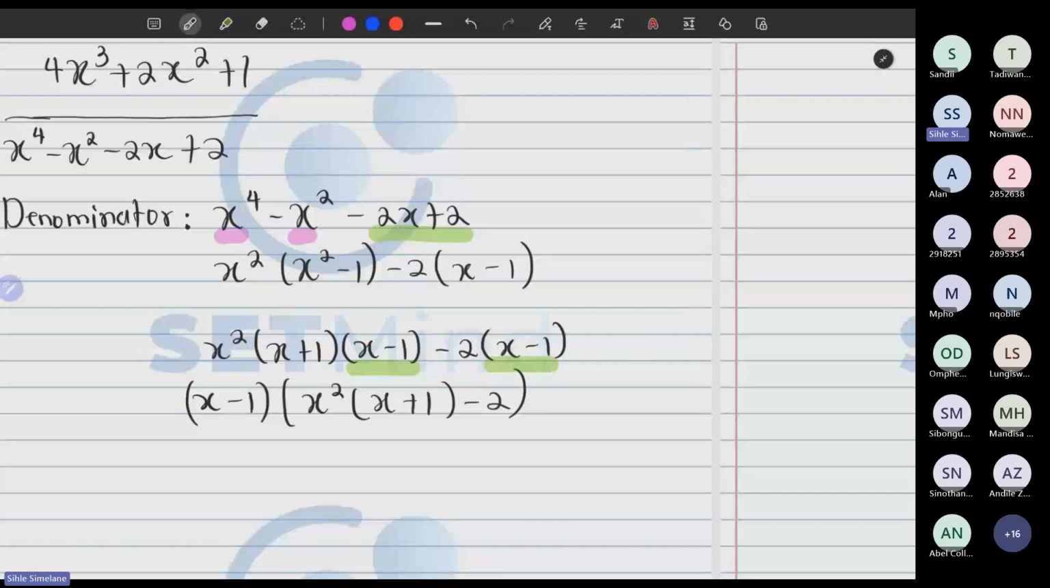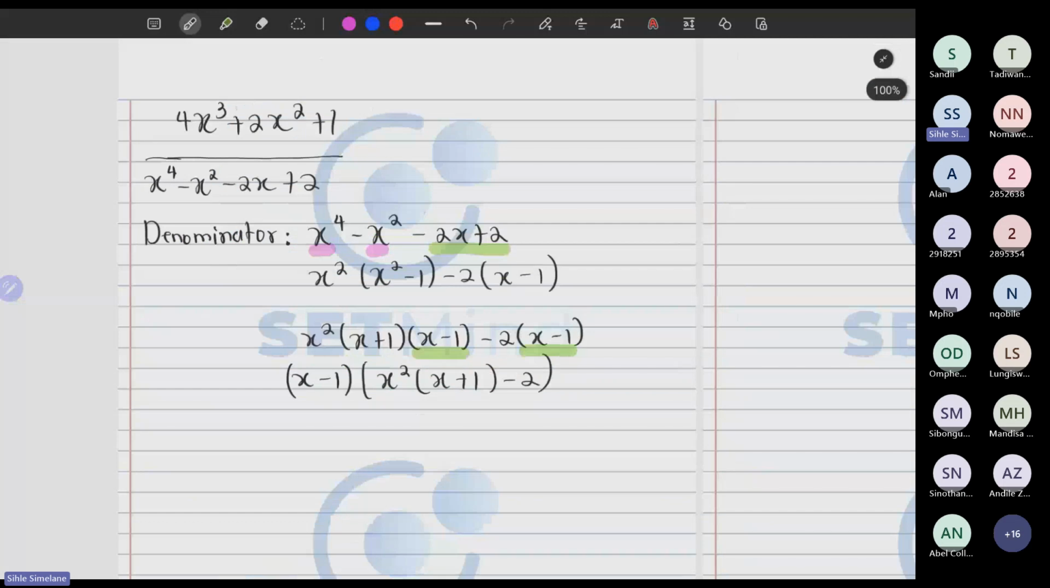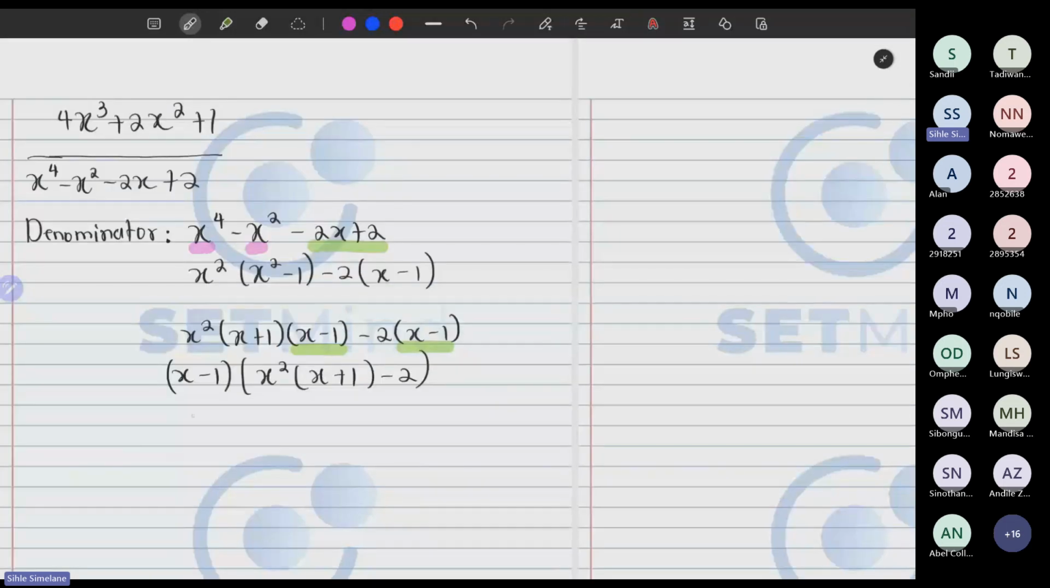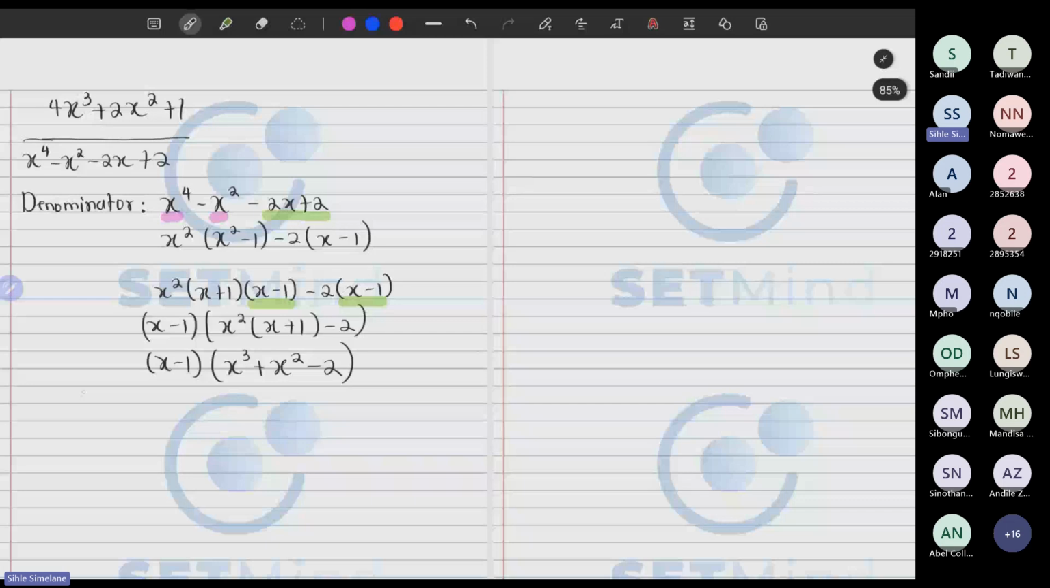I cannot see any way which we can try and factorize that. So maybe we just need to FOIL what is inside and make it to be 1, such that what we have is x minus 1 into x cubed plus x squared minus 2. So that's our denominator. So let's go ahead and write it. We'll have 4x cubed plus 2x squared plus 1, all divided by x minus 1 into x cubed plus x squared minus 2.